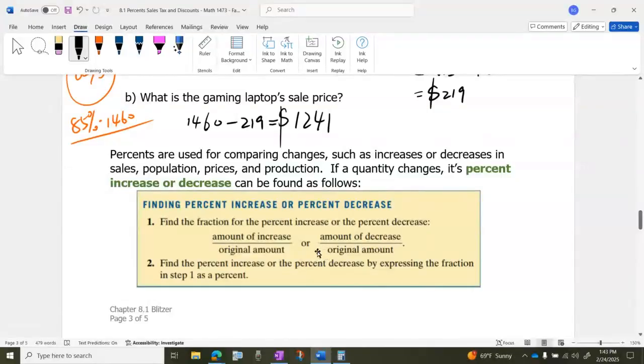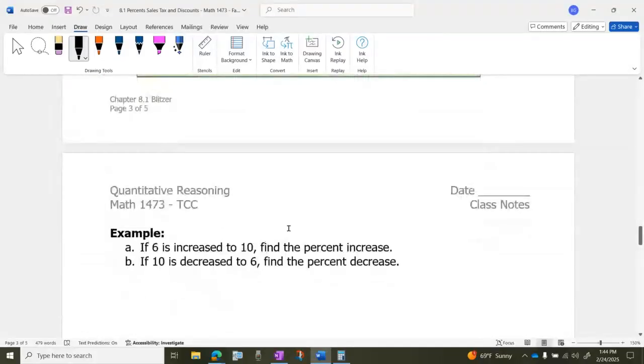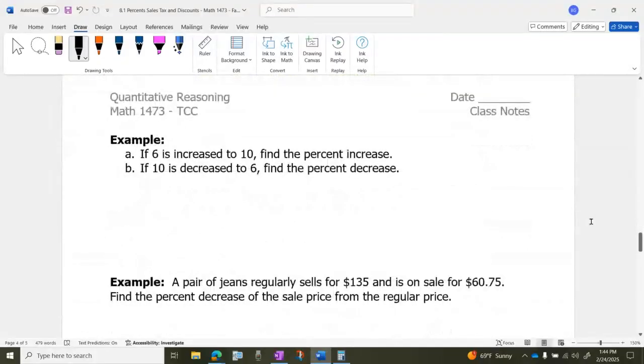Okay, so percent increase. The tax and the discount problem we just covered are actually special cases of a percent increase and a percent decrease. So this is the more general case. And what is a percent increase and what is a percent decrease? I'm going to explain with this example, okay? Only look at part A, ignore part B now, so you don't confuse one with the other.